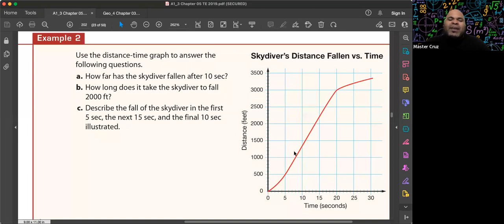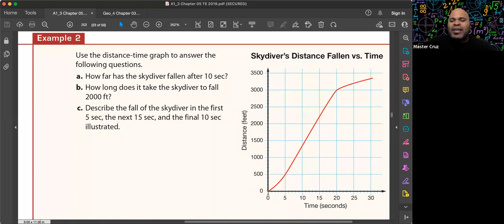So here is the graph, and like I said, time is always on the x-axis because it's always independent, and y is the distance in feet. But it is the distance fallen. So this is not the altitude from the ground. This is you're all the way on the top, and how many feet have you fallen after you jump from the plane. So this says, how far has the skydiver fallen after 10 seconds?